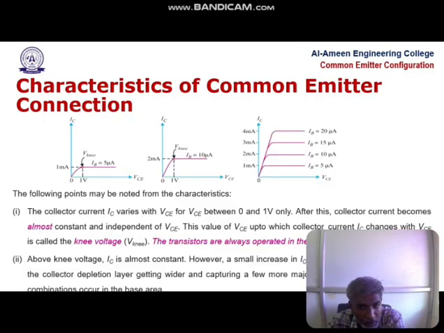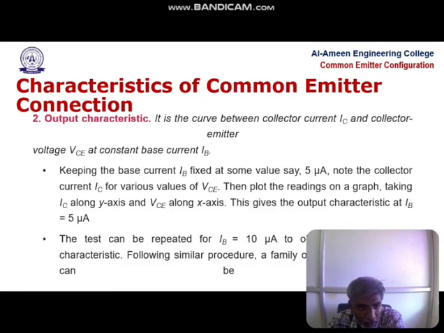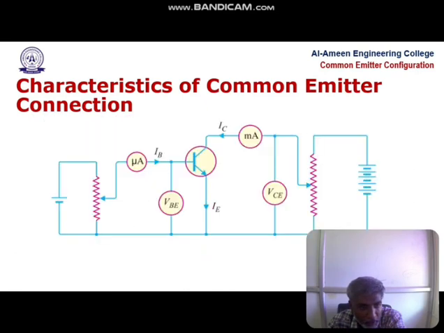One more thing is that the value of VC will be based upon the collector current. Once the collector current changes, the output of VC will change. The point where the collector current changes with the collector emitter voltage is called the knee voltage. These are the main things we are going to discuss in this topic.